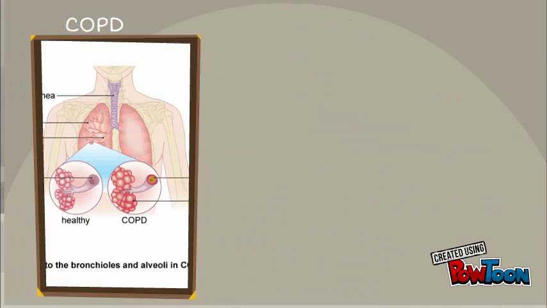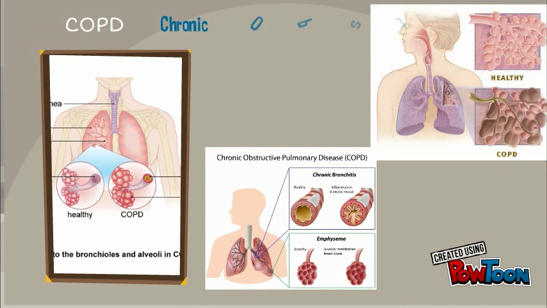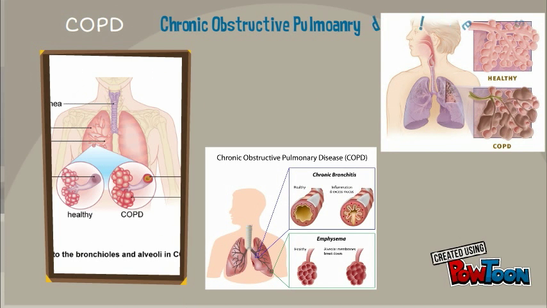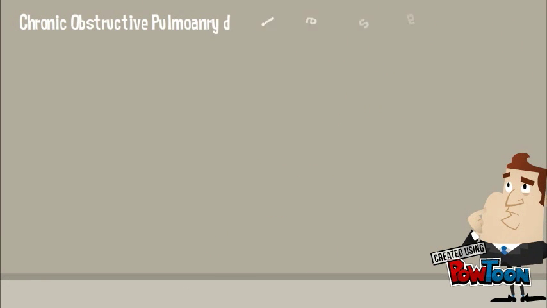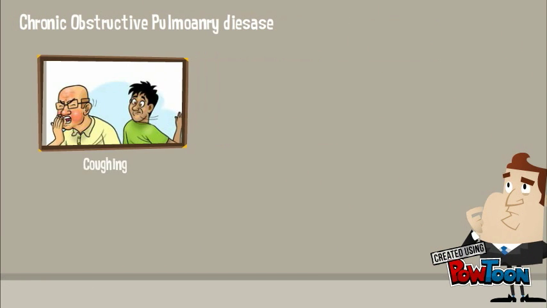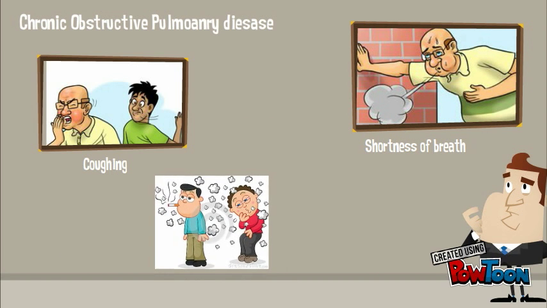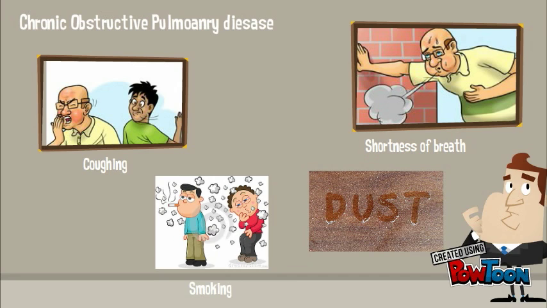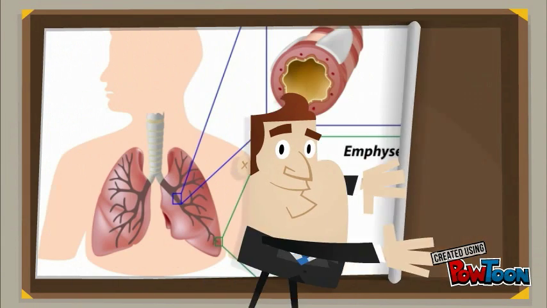There are many lung diseases, but we will only be talking about one lung disease, which is called COPD, which stands for chronic obstructive pulmonary disease. It is a chronic progressive disease that involves both obstructive bronchitis and emphysema. The symptoms are coughing, wheezing, chest tightness, and shortness of breath. It is caused by cigarette smoke, exposure to pollution, and dust or fumes. It causes permanent damage to the alveoli.